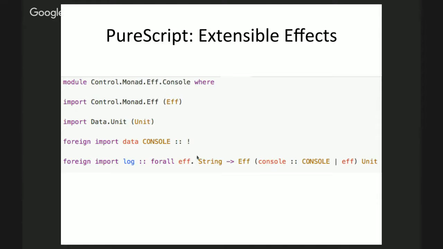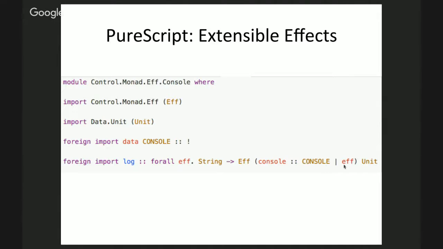Let's say that we want to print that number. We can create a console effect that is wrapping console log. And this function now accepts a string and returns an effect unit. Unit means it does nothing. It doesn't return anything. It's a pure side effect and doesn't produce any value. But it's a console effect.